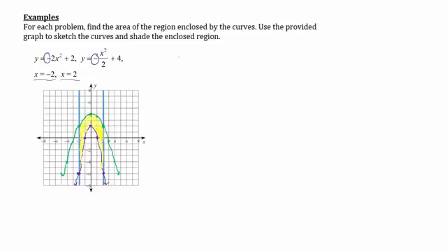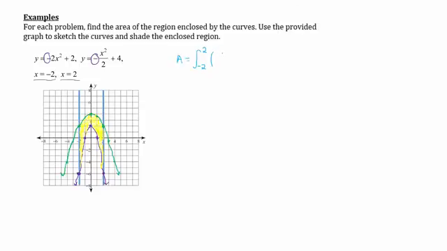So our formula is that we have A equals our integral, and the numbers we use are the left side boundary and the right side boundary. So since they gave us x equals -2 and x equals +2, that is what our boundaries are. And then inside of our integral, we're going to take the top function minus the bottom function.